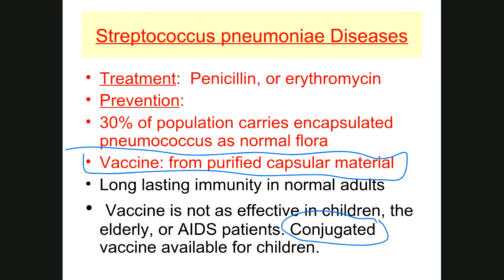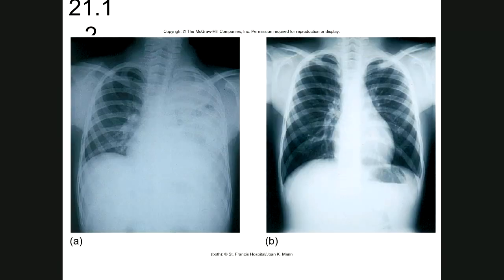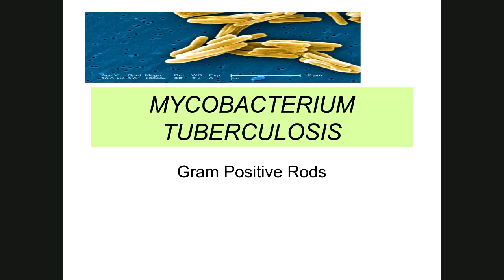So you need to make a note or a list of organisms for which we have vaccines. And the first one we have encountered is Streptococcus pneumoniae. Okay, questions?